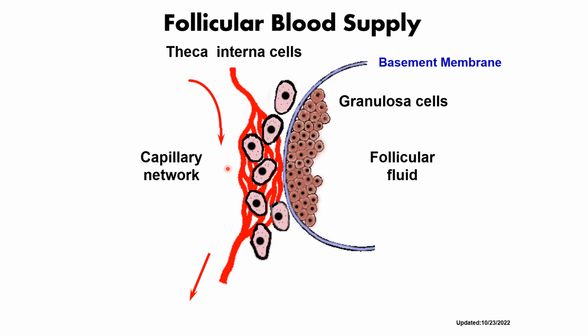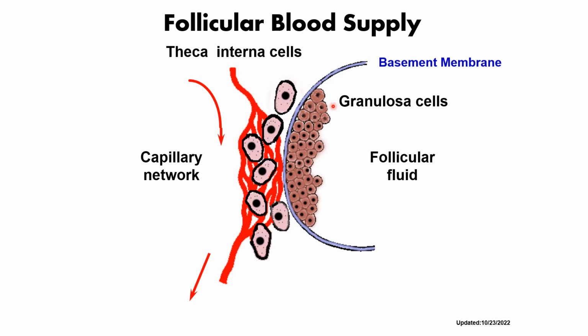This diagram shows the blood supply to the follicle. The blood supply does not pass the basement membrane in the tertiary follicle. So this is the tertiary follicle. It contains the theca interna cells, and within the theca interna cells is the blood supply, or the capillary network, to the follicle. As you can see here, we have the basement membrane, and again the blood supply will not pass the basement membrane in this tertiary follicle.